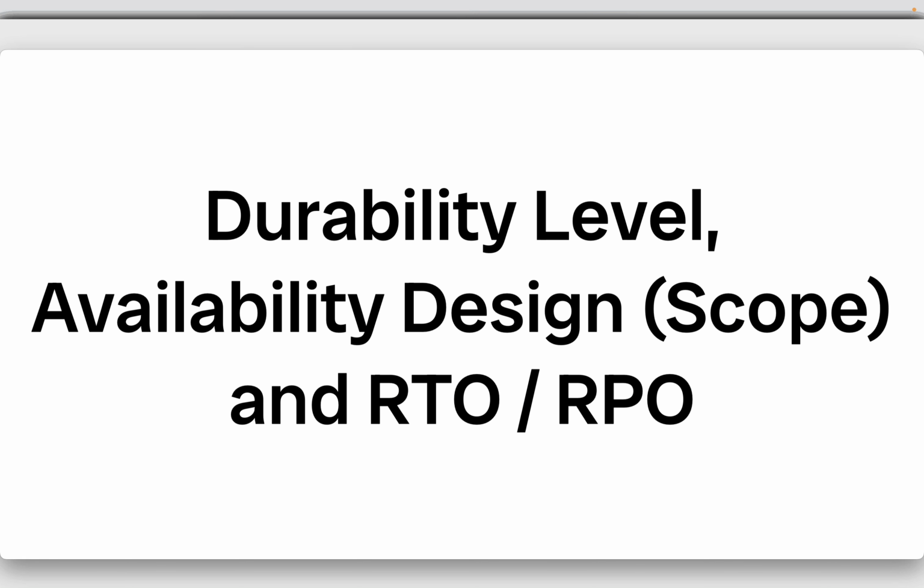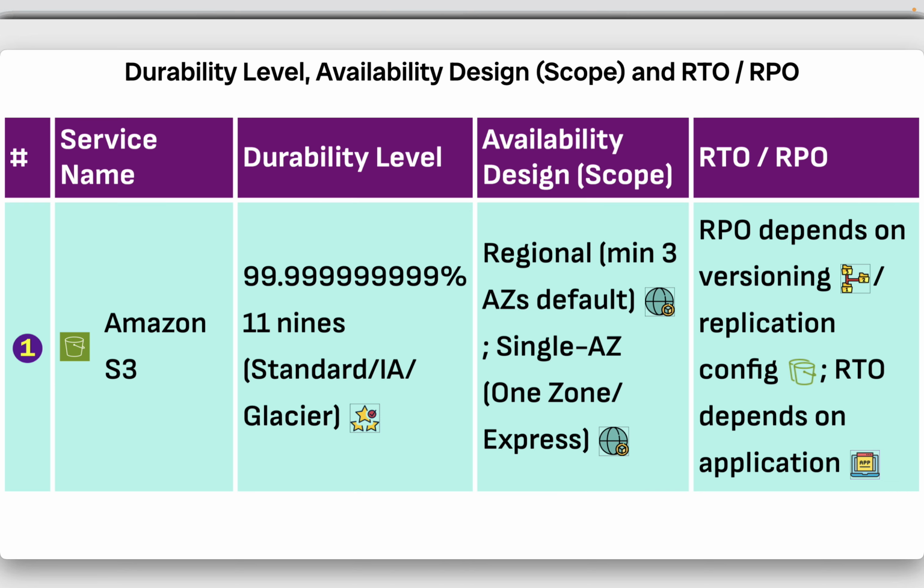So the next set of parameters will be durability level, availability design, and RTO, RPO, recovery time objective and recovery point objective. So first we have S3. It offers a durability of 99.999999999%. So in total there are 11 nines, so we call it 11 nines. This is very high durability.